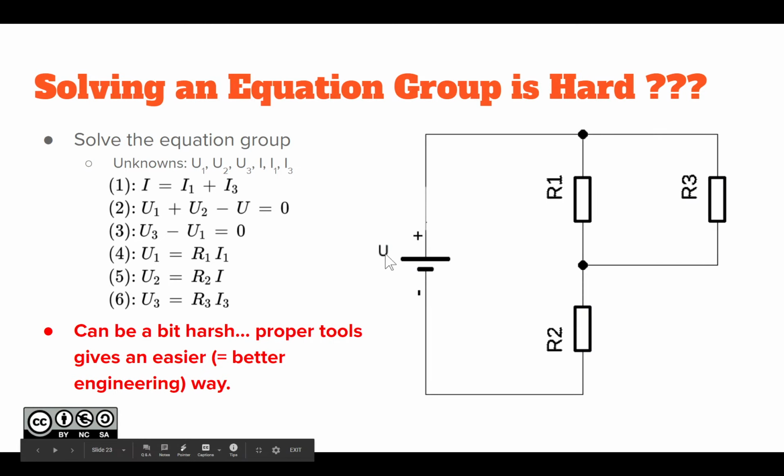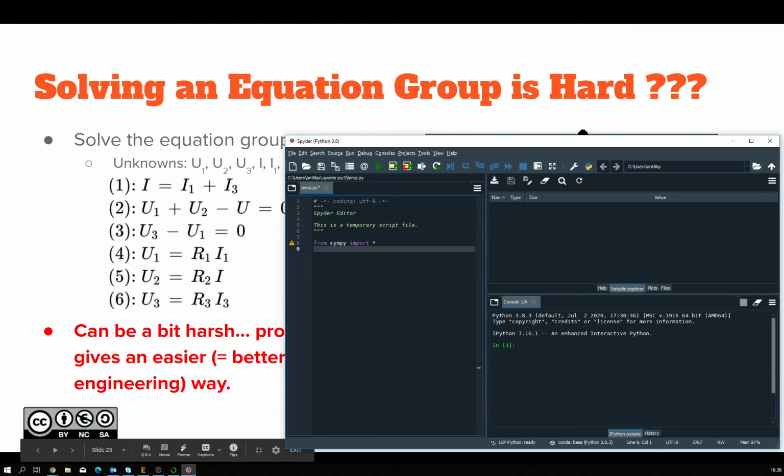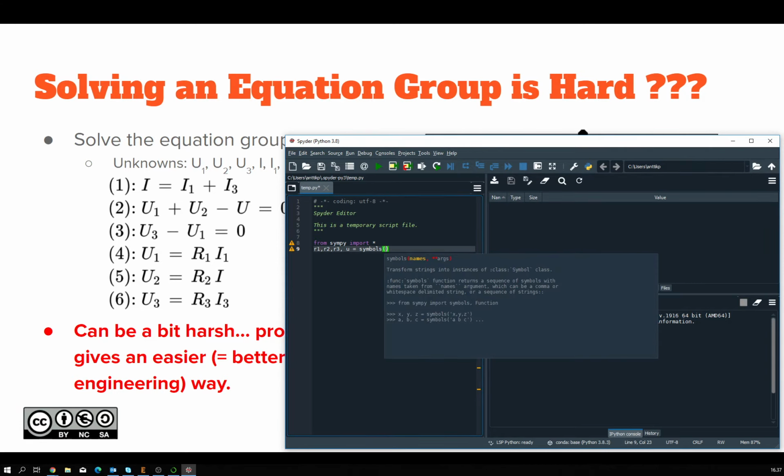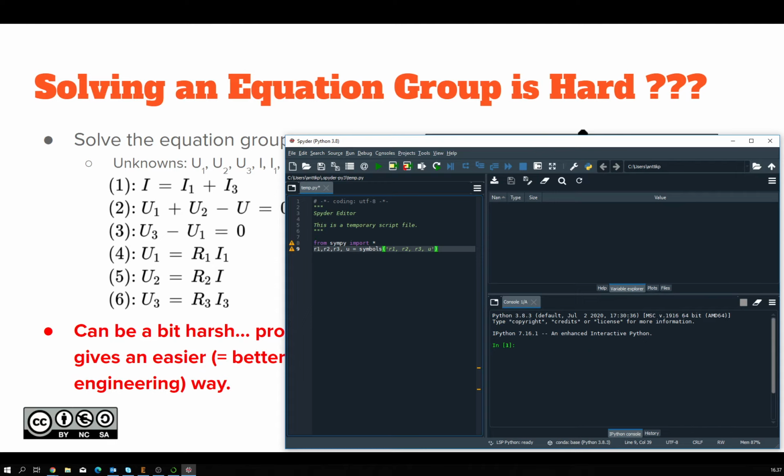Next, we need to show that we have these U, R1, R2, and R3. They are symbols. They are known symbols, but we have to tell Python that those are symbols. Skipping the uppercase, we have R1, R2, R3, and U are symbols. Just write that, and then we have a list of symbols, R1, R2, R3, and U inside there. That should do the trick.